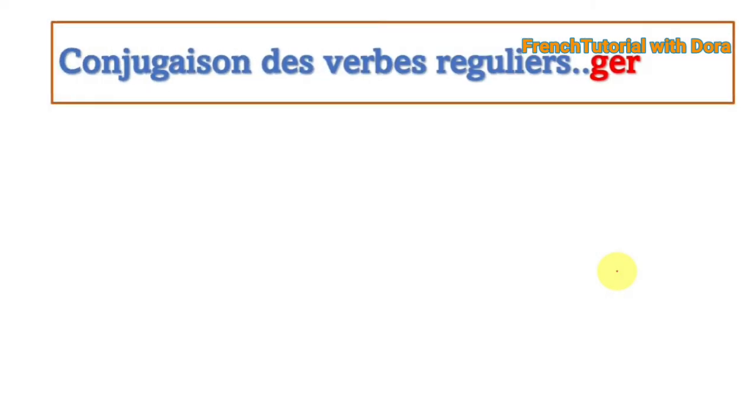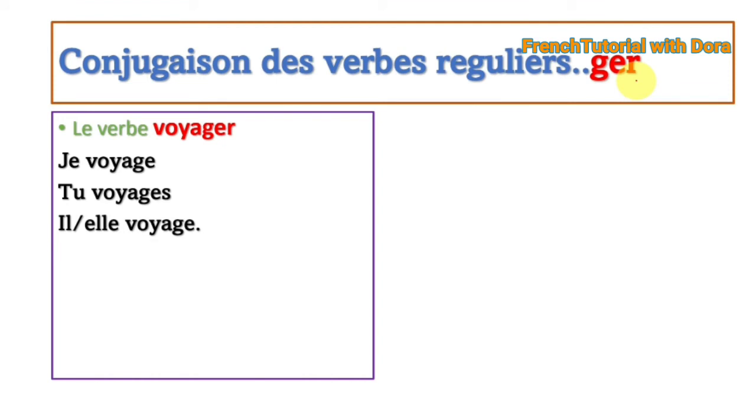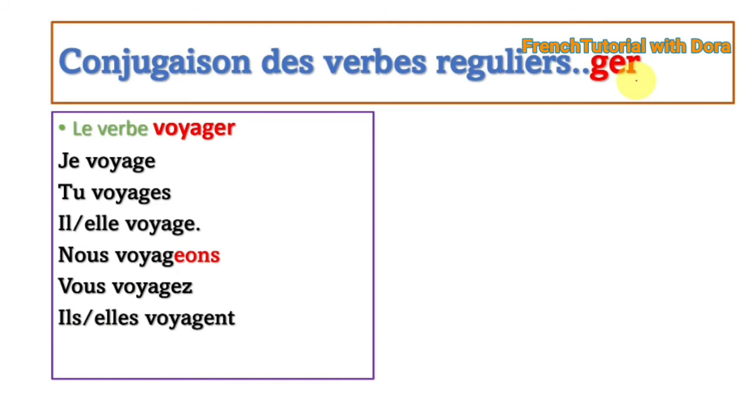So let's go on. The next verb on our agenda is the ER verbs that end with GER. Now we're going to look at these verbs because even though they also take the same pattern, there is a slight difference somewhere. So just watch out. The first one we'll look at is the verb voyager. The verb voyager is to travel. So let's conjugate the verb voyager. Je voyage, tu voyages, il voyage, elle voyage, nous voyageons, vous voyagez, ils voyagent, elles voyagent.